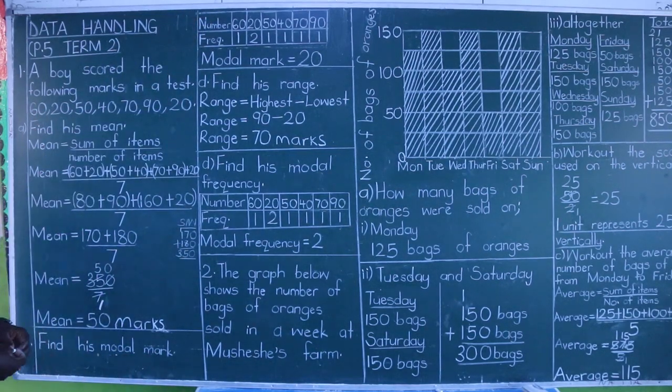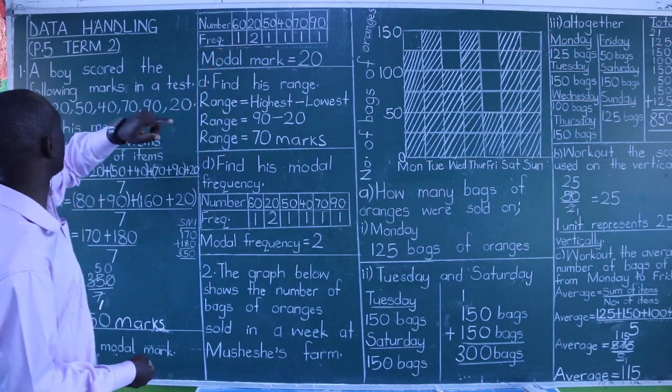So how frequent that number or mark was got. So 60: look at the given data here. How many 60s are there? Only one. So 60 appears once.